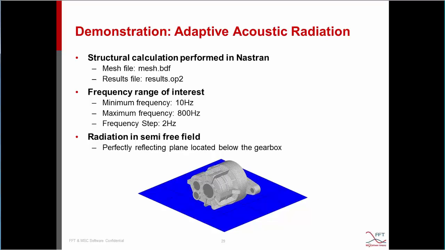I want to compute the noise radiated from 10 Hz to 800 Hz with a 2 Hz frequency step. And I want to have a radiation of this gearbox in semi-free field. It means that I have a perfectly reflecting plane that is located just below my gearbox.